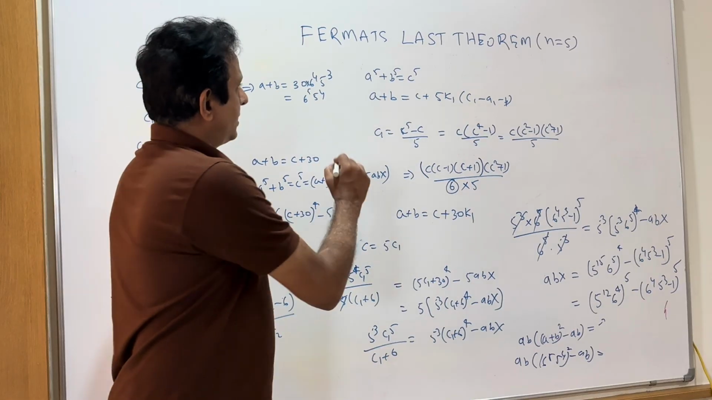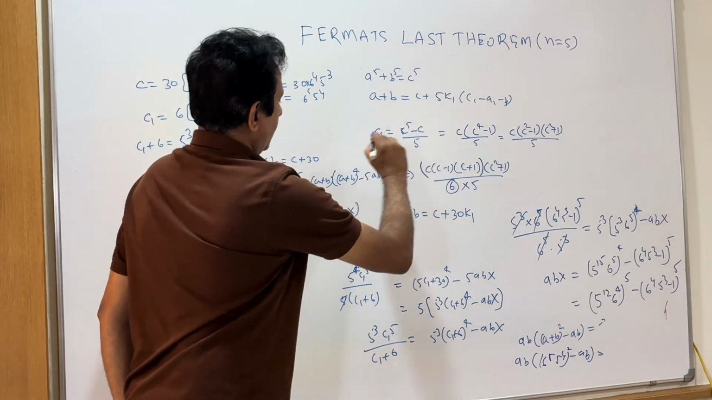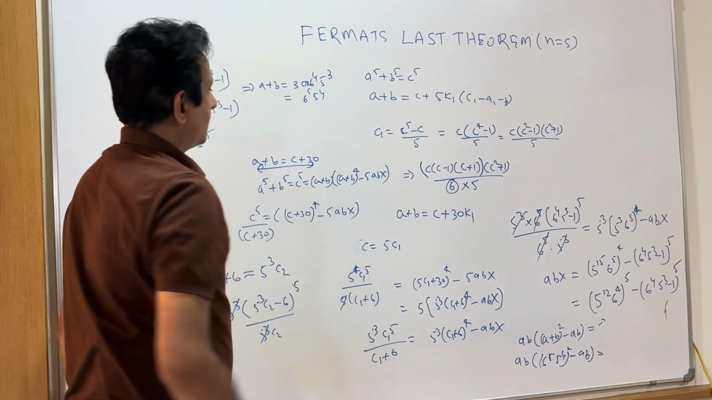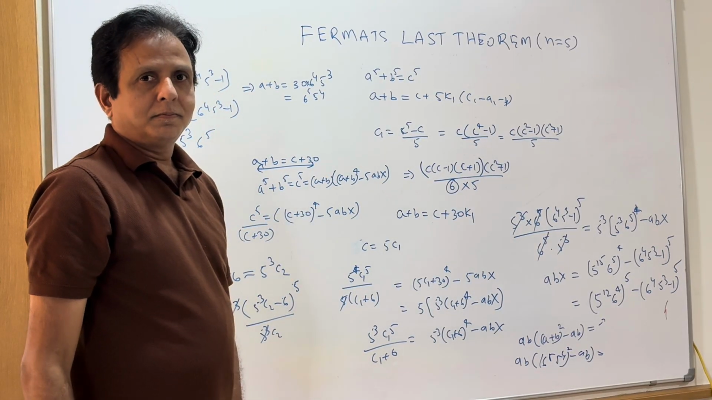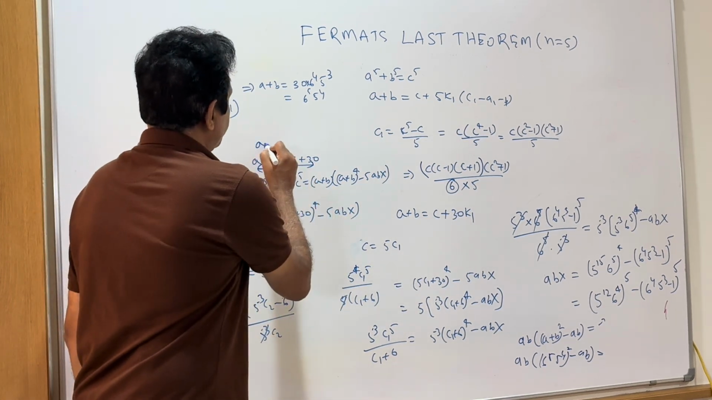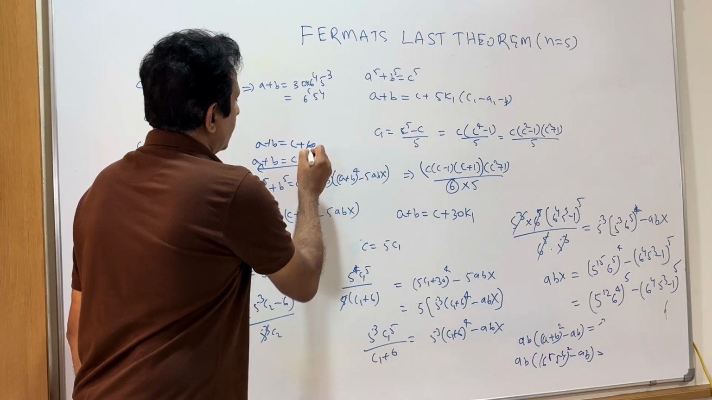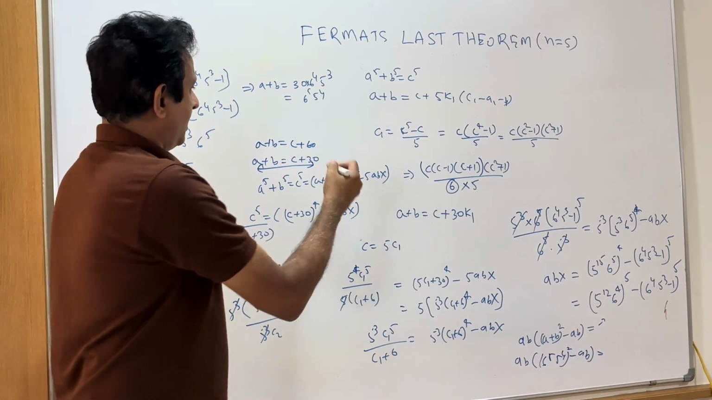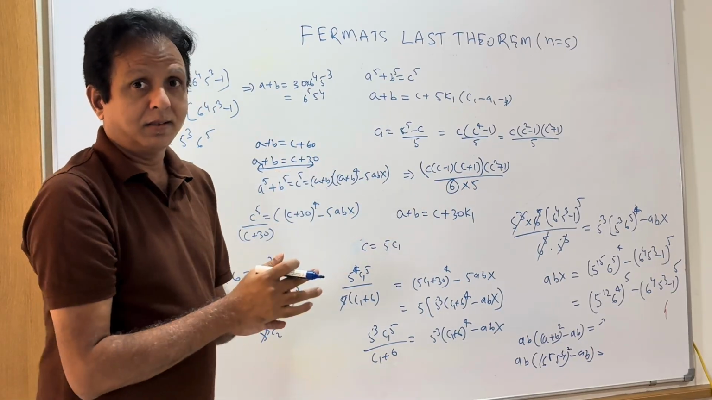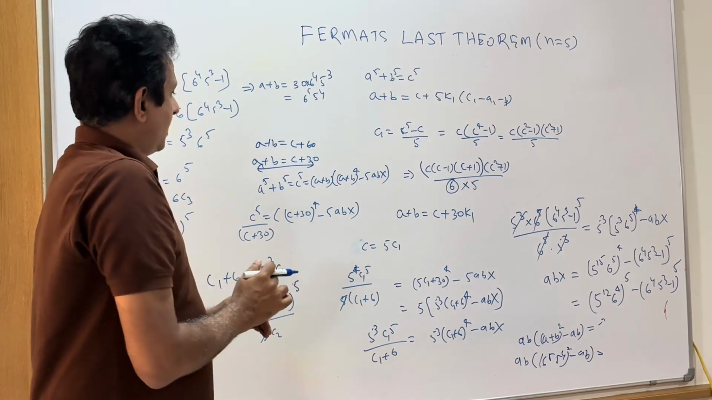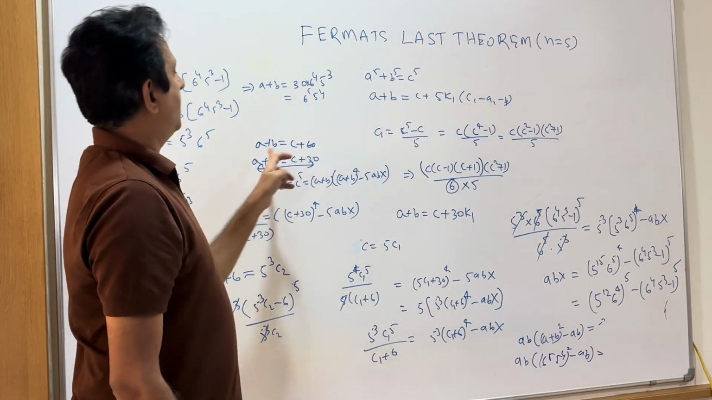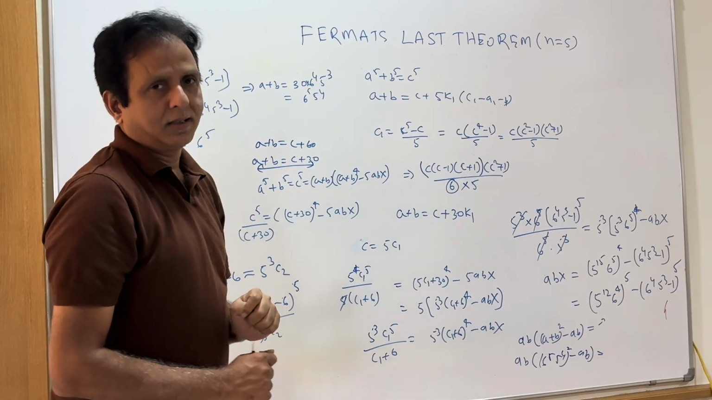So in this case, a plus b is equal to c plus, not 5, it's 30. So a plus b is equal to c plus 30. Okay, that is minimum. The next iteration will be a plus b is equal to c plus 60. The difference a plus b minus c is a multiple of 30, minimum. Okay, we are going to see whether we can find any integers a power 5 plus b power 5 equal to c power 5, and also a plus b equal to c plus 30.